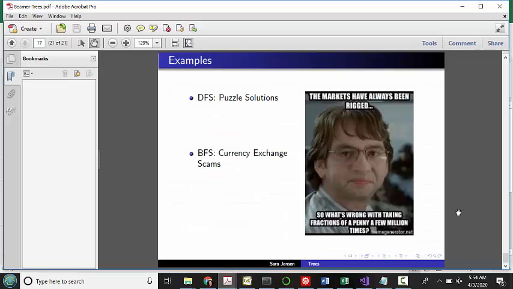So that's a very simple introduction to depth-first search and breadth-first search and trees and how and why they come up in computers. There are way better resources out there than this, but hopefully this gets you started.